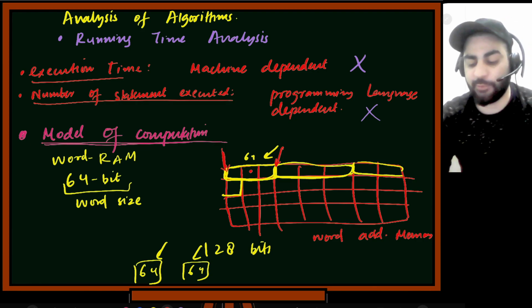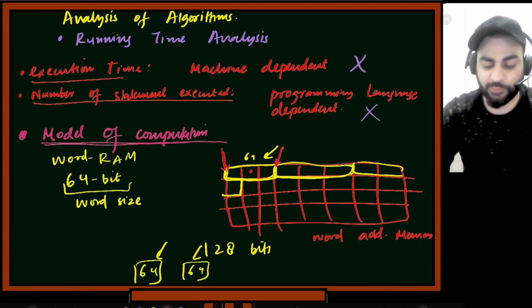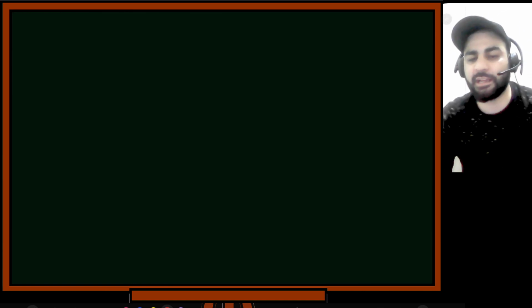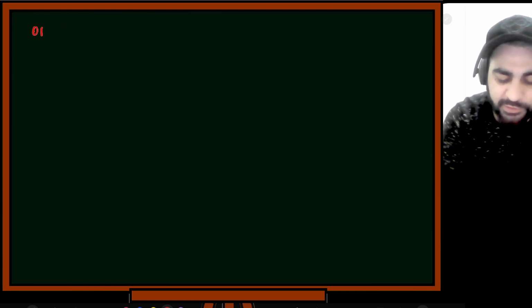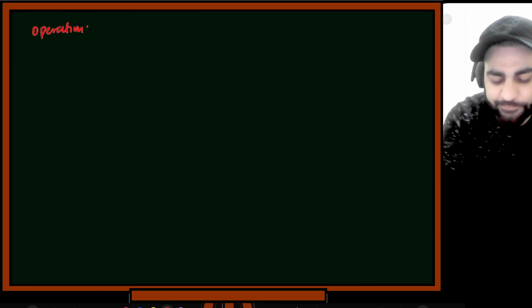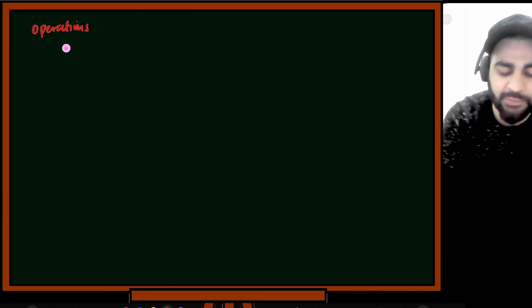Okay, and what do we assume here? We make some assumptions. We say that certain operations like the integer operation, maybe some logical operation, bitwise operation, they take some constant amount of time. So for example, we have different operations that our machine supports. So operations that we have, let's suppose, arithmetic operations. I'll write AP, arithmetic operations.